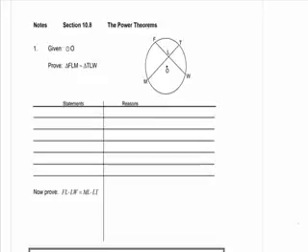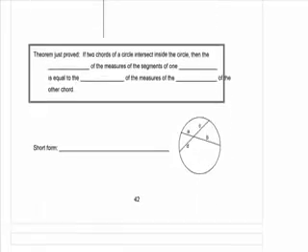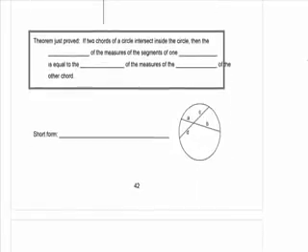Switching gears, instead of discussing more angle-arc relationships, we're going to discuss segment length relationships regarding circles. And these ones have a fun name. They're called the power theorems. We could derive these theorems using properties of similar triangles, but we're going to skip the derivations today. The first power theorem that we're going to learn is called the chord-chord power theorem.